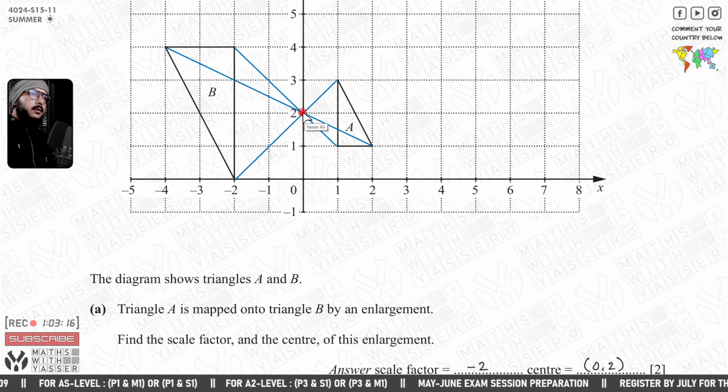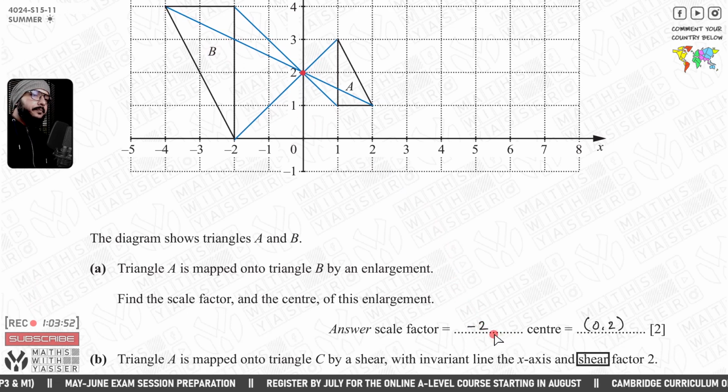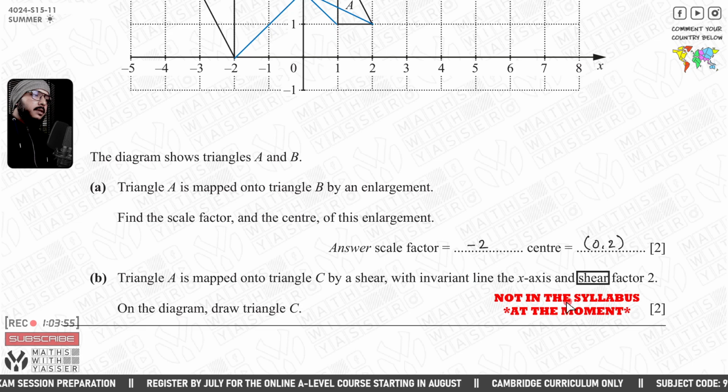And since the image got inverted, and of course to the opposite side of the center, and it enlarged by scale factor 2, the way we found scale factor 2 is if you choose any side, let's say this side, we have 2 units. After enlargement, this side became 1, 2, 3, 4. So it got doubled. But since the image got inverted, we need to say the scale factor is -2. Part B is not in the syllabus at the moment.